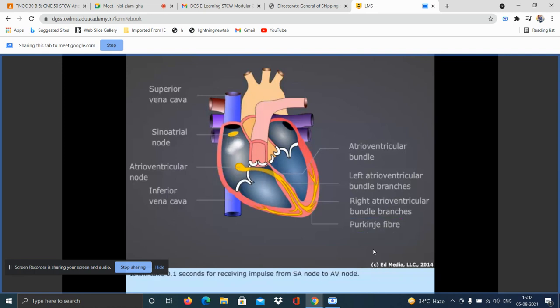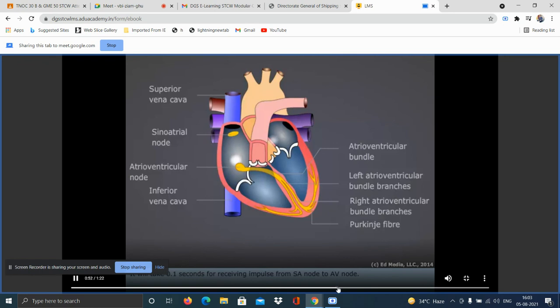It takes 0.1 seconds for the impulse to travel from the pacemaker, the SA node, to the AV node. In the meantime, the contraction of the atria finishes. The AV node conveys the electrical impulse to the apex of the myocardium via the bundle branches and the Purkinje fibers. The blood is pumped out of the ventricles when the wave of ventricular contraction begins.